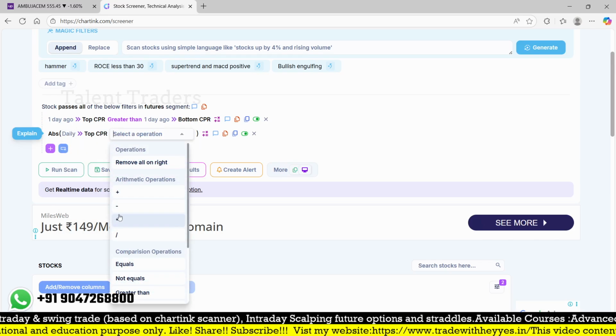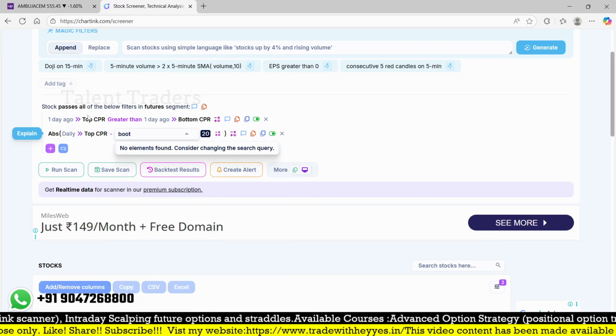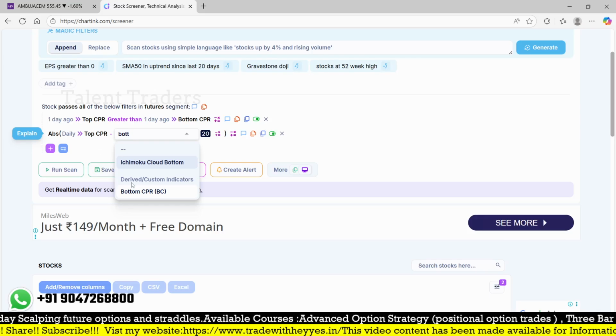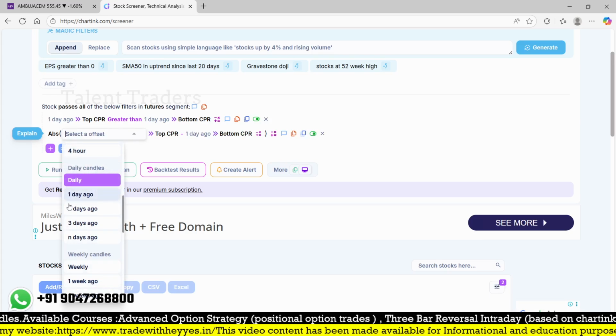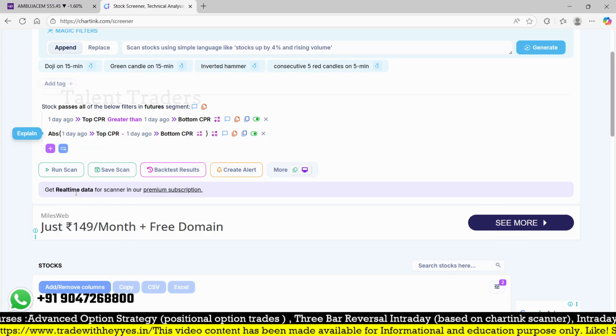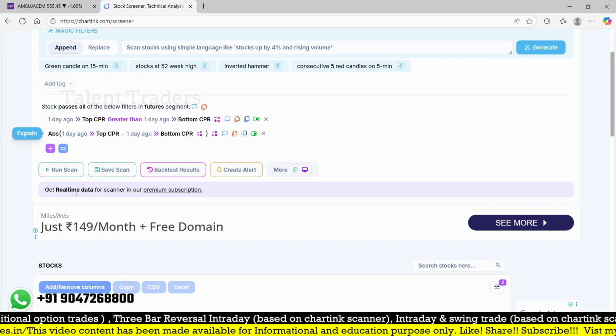So mostly we use one day ago, because it is the open high low close concept of the previous day. So we use one day ago, then it will be plotting the chart for today. If you are using daily, it will be plotting the chart for tomorrow. So if you want to find out the stocks for tomorrow before market opening, you can use daily here.